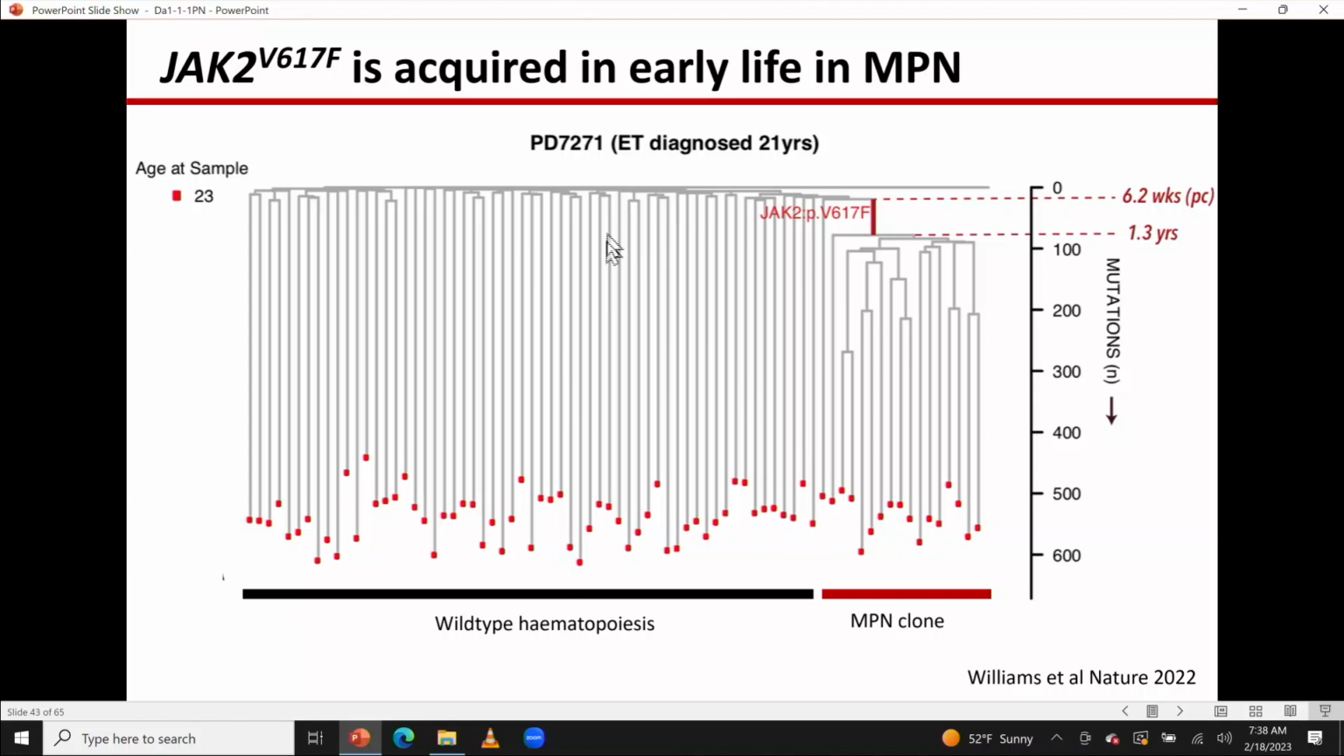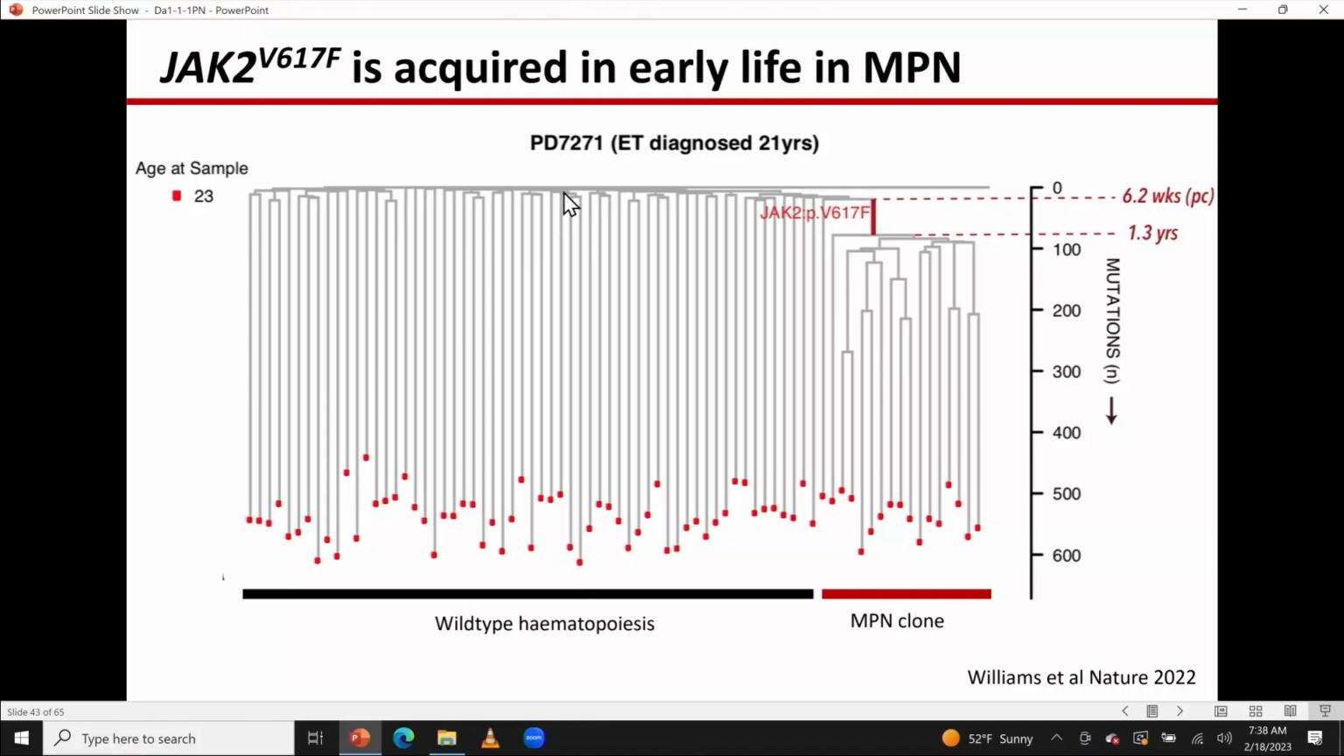These long branches tell us that these two blood cells here, which are normal blood cells, the last time they shared an ancestor, so the last time they had the same parent, now it's not a mother or a father because blood cells have one parent that splits into two. So the last time they had the same parent was at the start of life, right at the top.